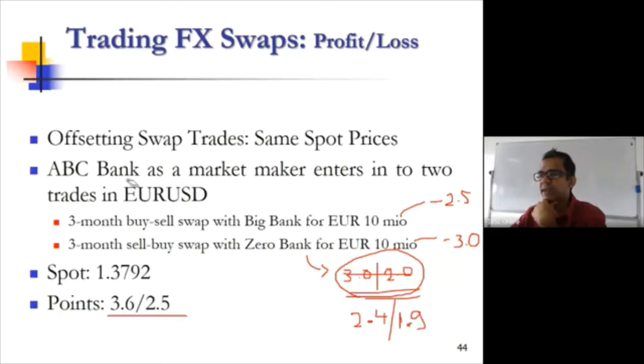When the ABC Bank enters into the second transaction, the swap points are like this. Then it will be a loss for the ABC Bank. But for this to happen, there should be a change in interest rate.